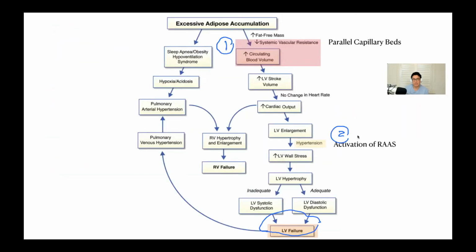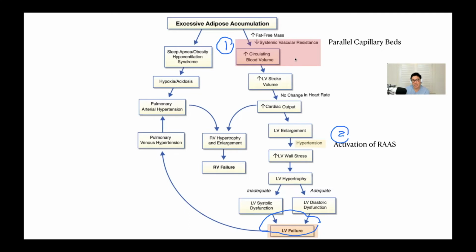So we go back to this diagram here. You've got a reduction in your systemic vascular resistance and increasing circulating blood volume, which increases your stroke volume. And note, there is no change in heart rate. Your heart rate stays the same. And this leads to an increase in cardiac output, which leads to left ventricular enlargement. And then after that, you get activation of your renin-angiotensin system. So that causes an increasing afterload or hypertension, which increases your LV wall stress. It leads to left ventricular hypertrophy and causes left ventricular failure by both systolic and diastolic dysfunction.